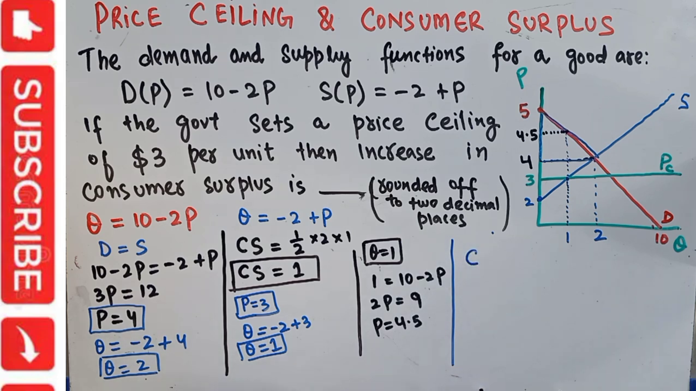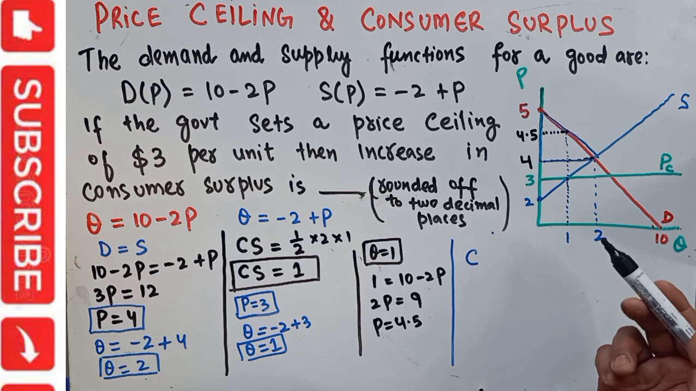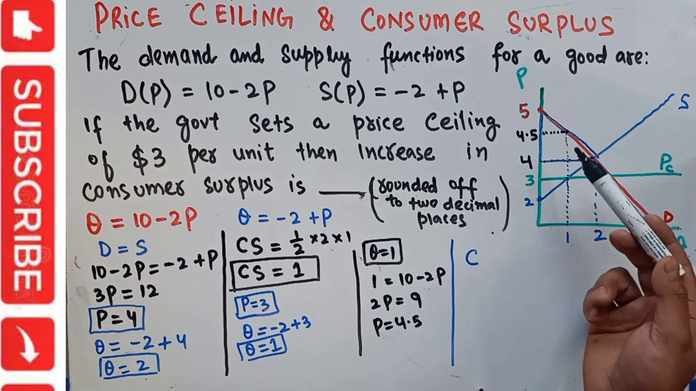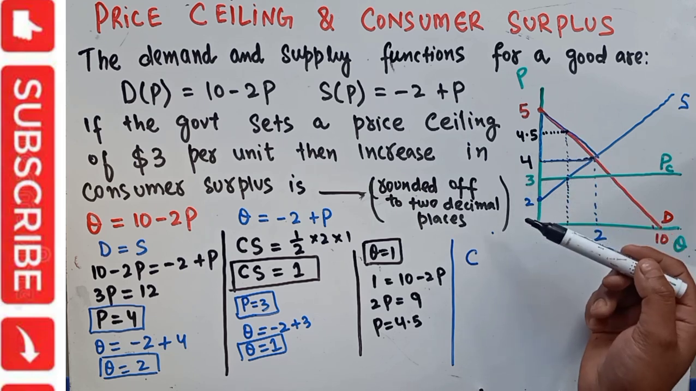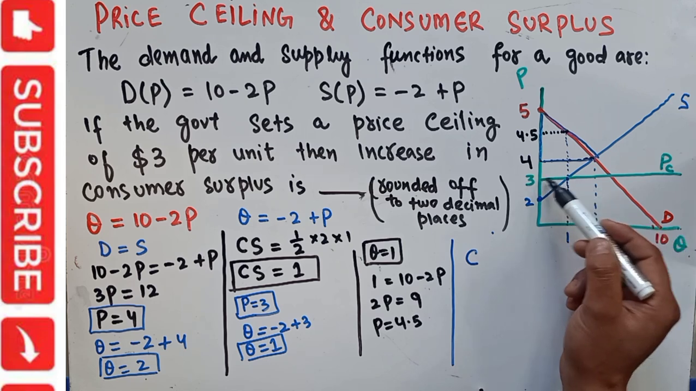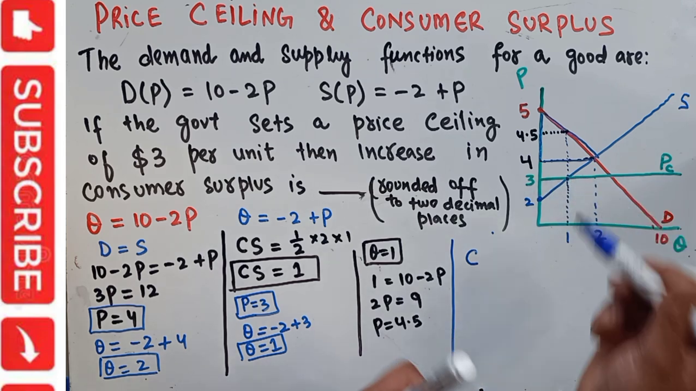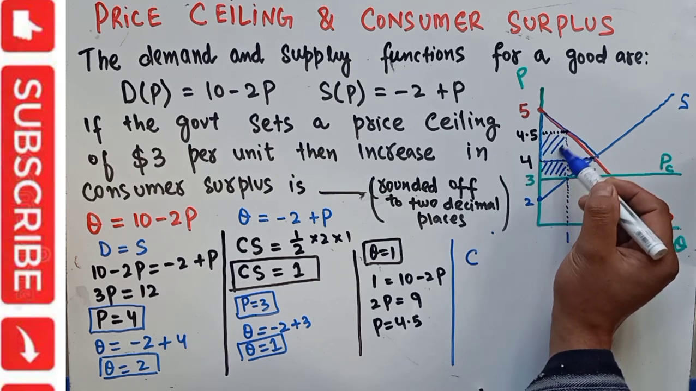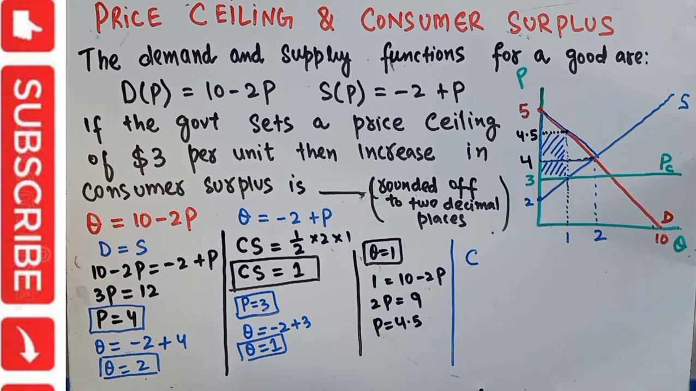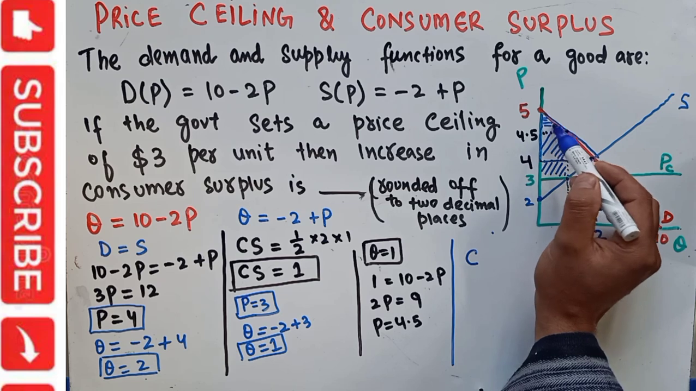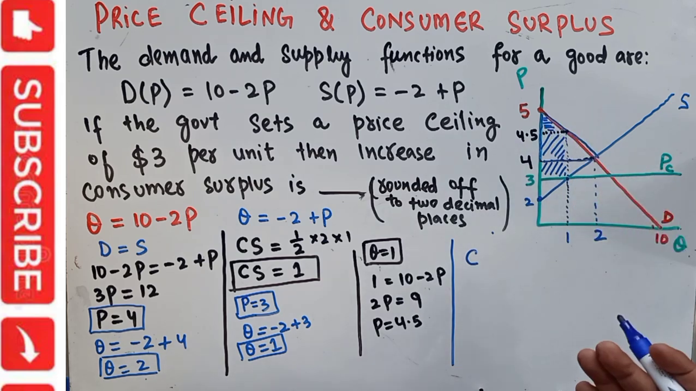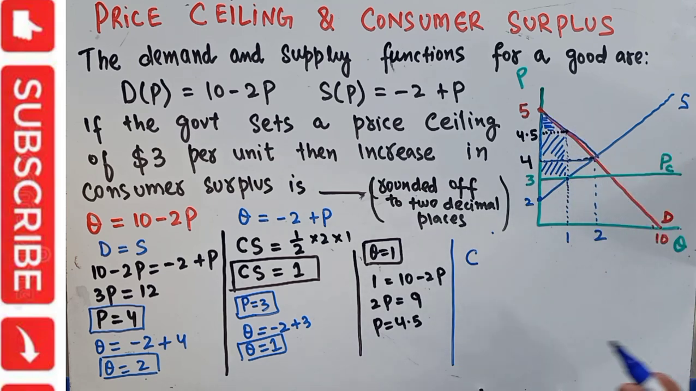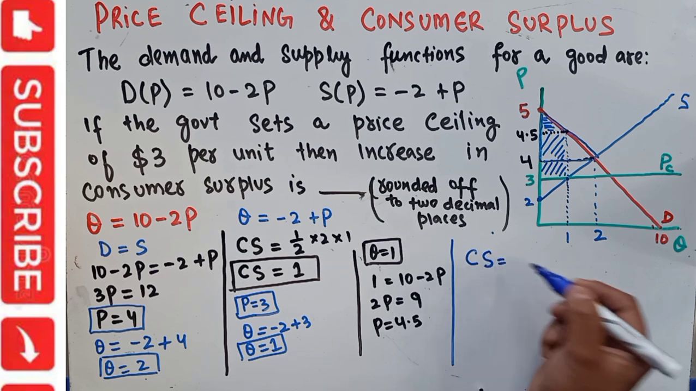And here you can see, as I have told you, consumer surplus is the area which is above the equilibrium price and below the demand curve. But since we have the price ceiling of 3, consumer surplus will be the area of this very rectangle plus the area of this right angle triangle. Okay. So after the imposition of the price ceiling, this shaded region denotes our consumer surplus.